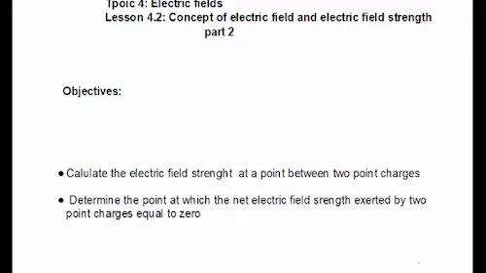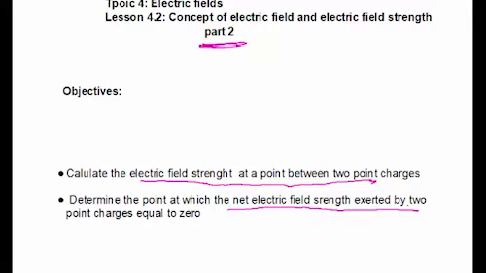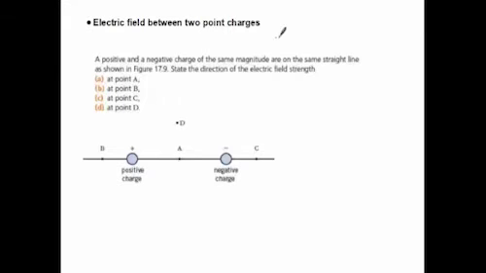This is topic 4, electric fields. Now we are continuing the second part of our lesson 4.2, concept of electric field and electric field strength. In this part, we are going to calculate the electric field strength at a point between two point charges, then determine the point at which the net electric field strength exerted by two point charges equals 0. Okay, now electric field between two point charges.